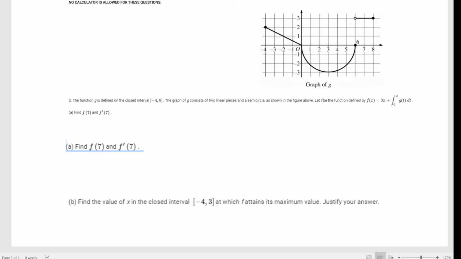F is fine for me, but F prime is whack. F prime is actually the easier of the two. Just a little hint.